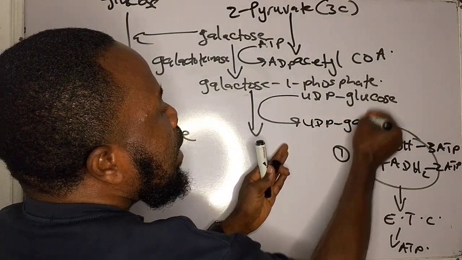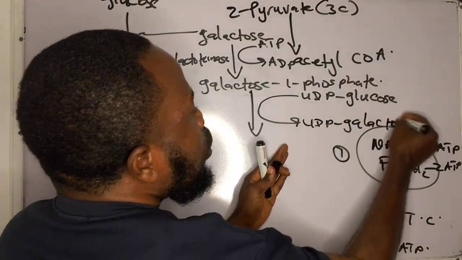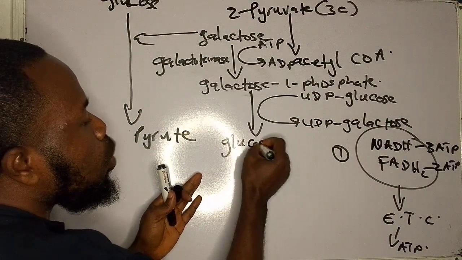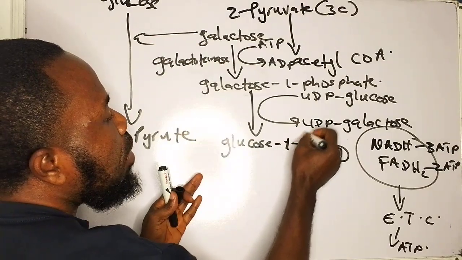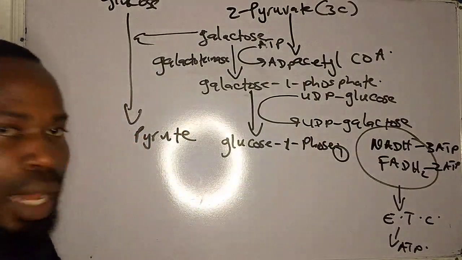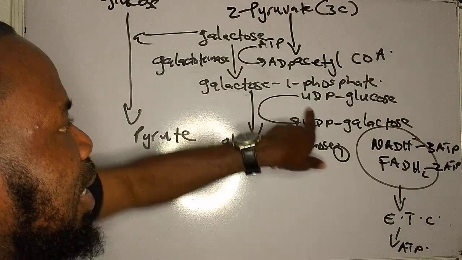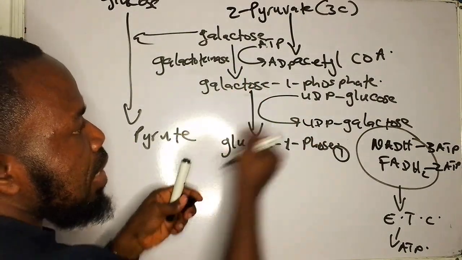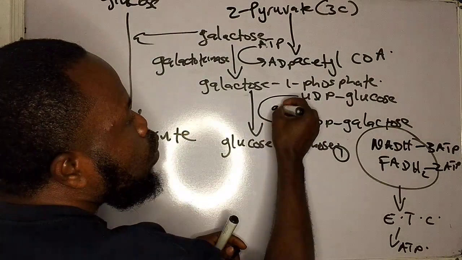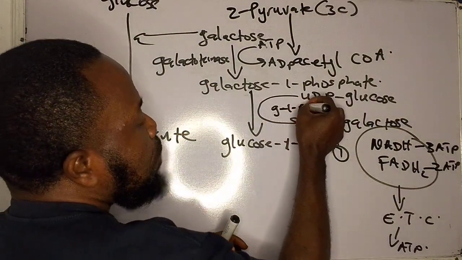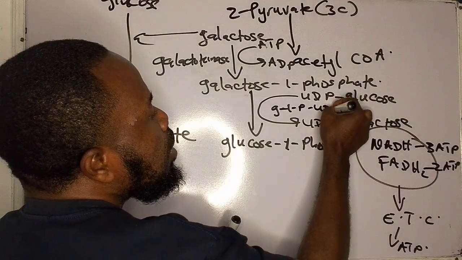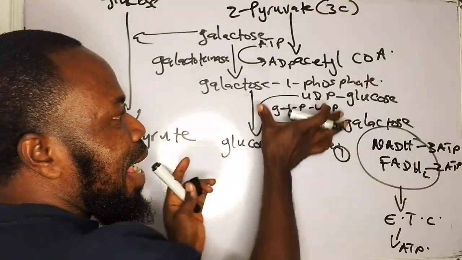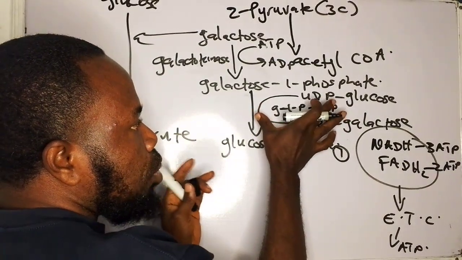It will now give me UDP-galactose, and what will now be formed is glucose 1-phosphate. What's going on here is just a transferase reaction. The enzyme that catalyzes this reaction is galactose 1-phosphate uridyltransferase, the enzyme that catalyzes this particular exchange.